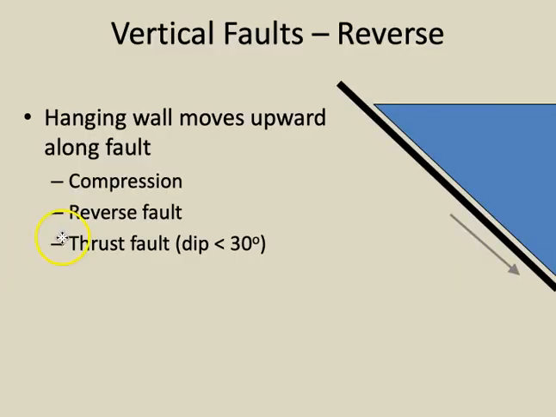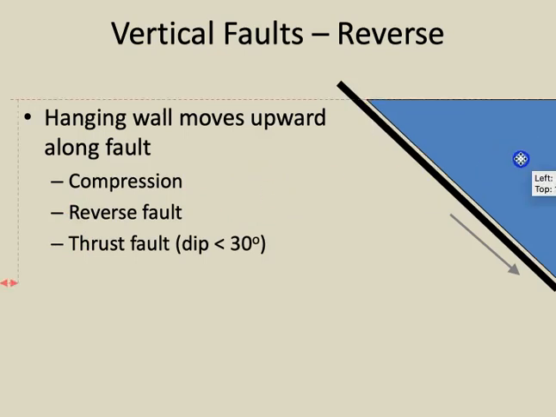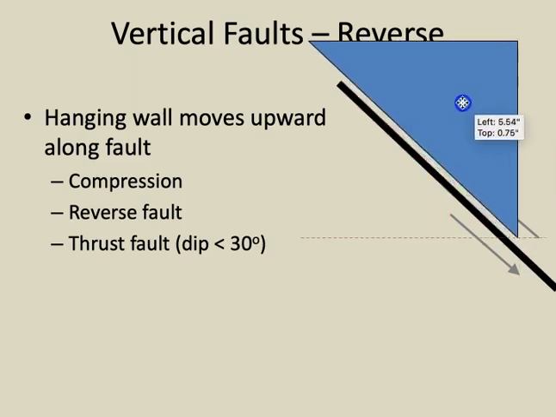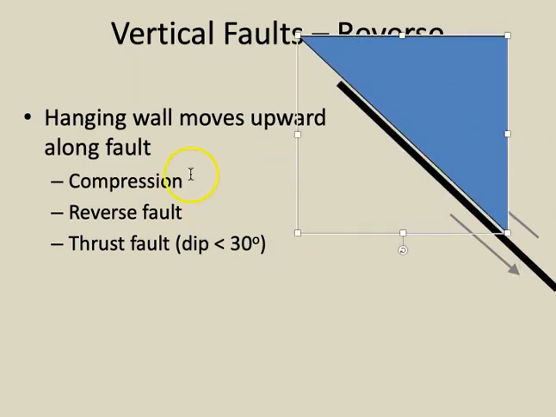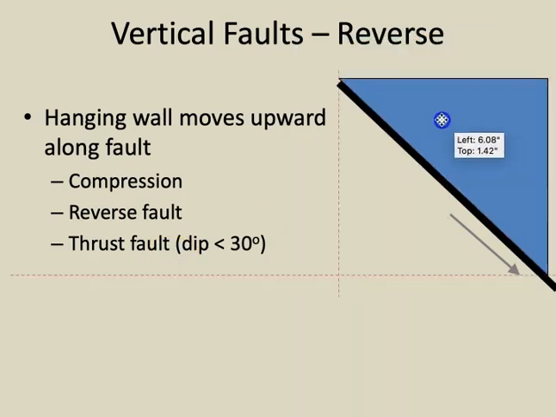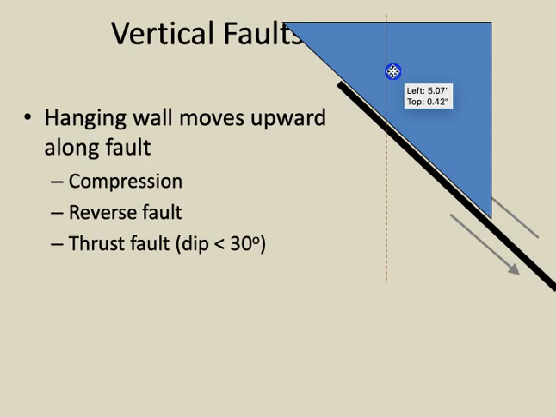Reverse faults are the opposite of normal faults. This is when the hanging wall block moves upwards along the fault plane. And these are always the result of compressional stress. We call it a reverse fault when the fault surface is fairly steeply inclined, as it is in the way I've drawn it here. If the fault surface is less steep, then we call it a thrust fault. But in either case, the hanging wall slides upwards along the fault plane.